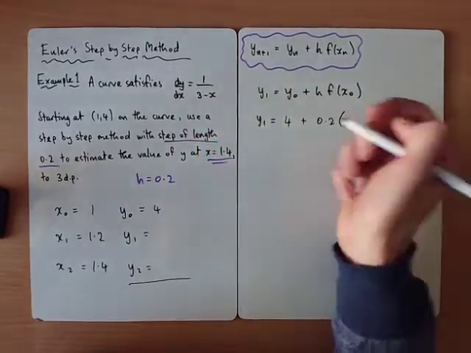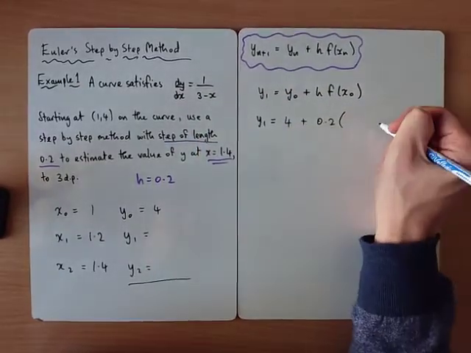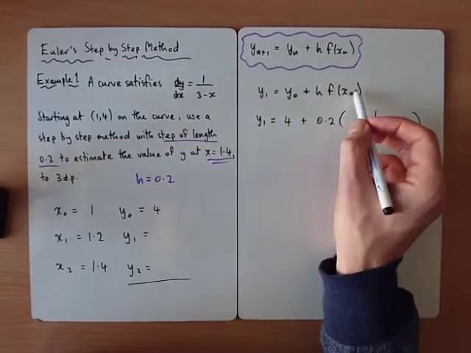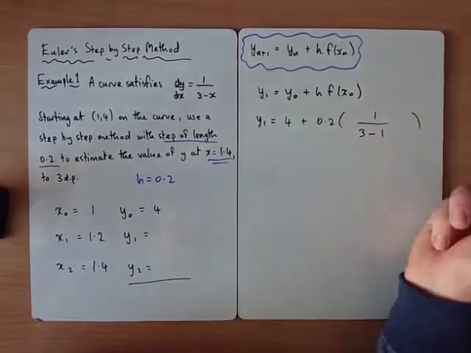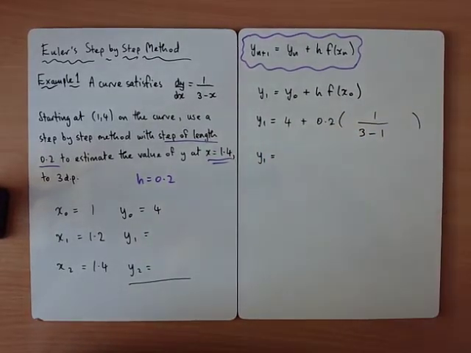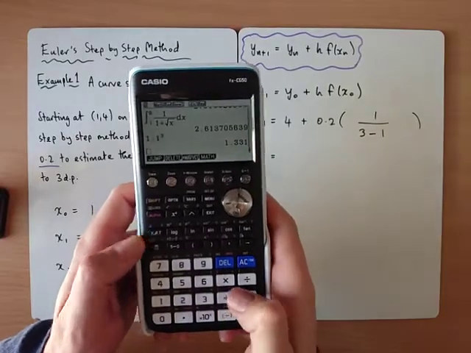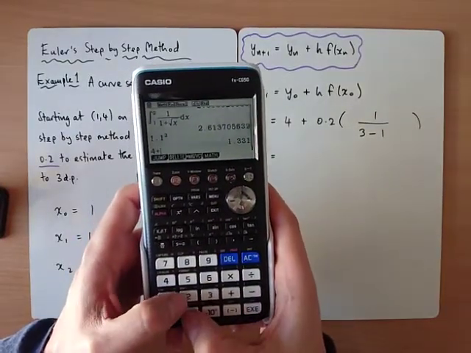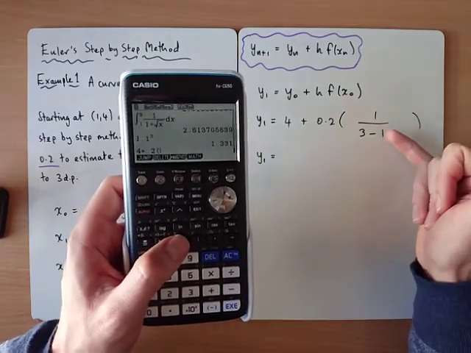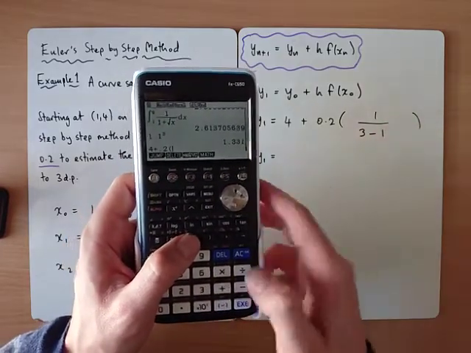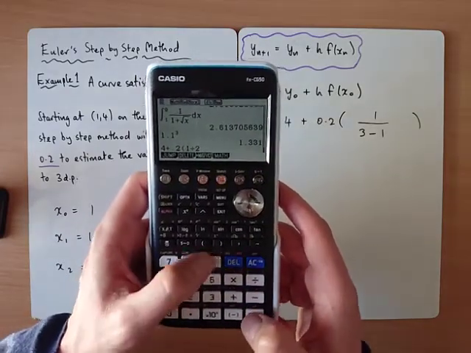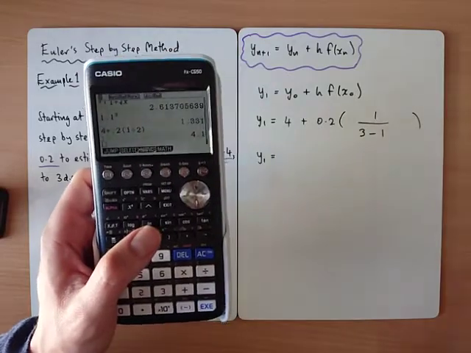Okay, so we're subbing into our derivative our x value, x0, which is 1. So y1 would equal 4 plus 0.2 times 1 over 3 minus 1, which is 1 over 2, so times by half. And we get 4.1.